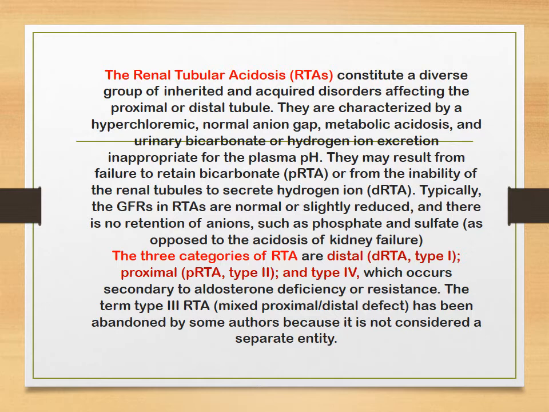Type 2 is proximal renal tubular acidosis, at the proximal tubules, in which there is a defect in the formation and reabsorption of bicarbonate. Type 3 has been abandoned by many workers, so there is type 4, which usually occurs secondary to aldosterone deficiency or resistance. The action of aldosterone occurs at the collecting duct, in reabsorption of sodium in exchange with potassium or hydrogen ion.